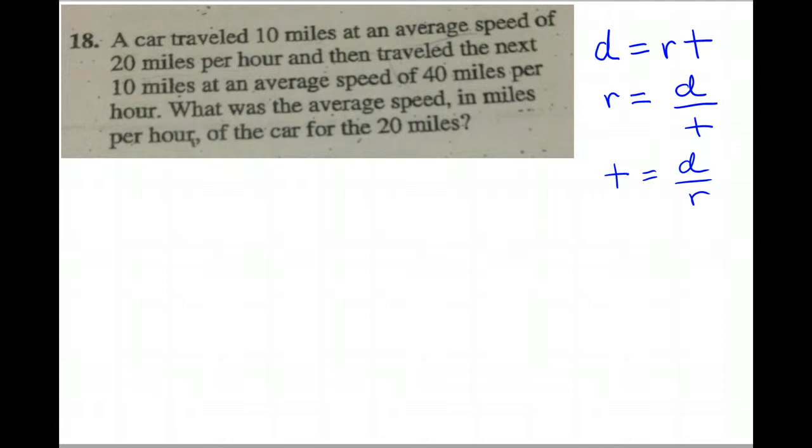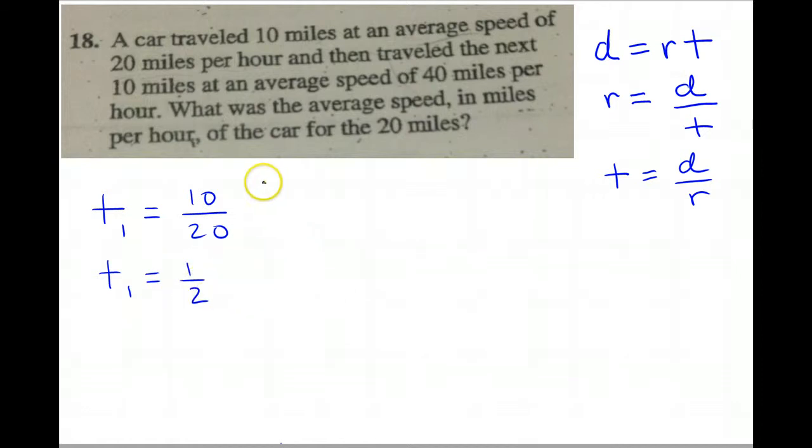Well, let's find out how much time was spent traveling at 20 miles per hour. And over here to the side, I've written down the distance formula, which is distance equals rate times time. And then I've solved it for the rate and solved it for the time. So there's three different ways to write that relationship. All right, so we wanted to find out how much time was spent traveling at 20 miles per hour. So T1, I'll say, was 10 miles divided by 20 miles per hour. So at that first rate, we traveled for half an hour.